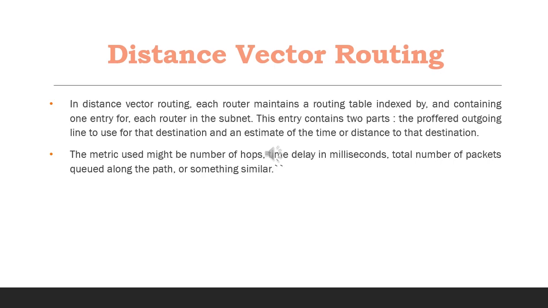Distance vector routing. In distance vector routing, each router maintains a routing table indexed by, and containing one entry for, each router in the subnet. This entry contains two parts: the preferred outgoing line to use for that destination and an estimate of the time or distance to that destination. The metric used might be number of hops, time delay in milliseconds, total number of packets queued along the path, or something similar.